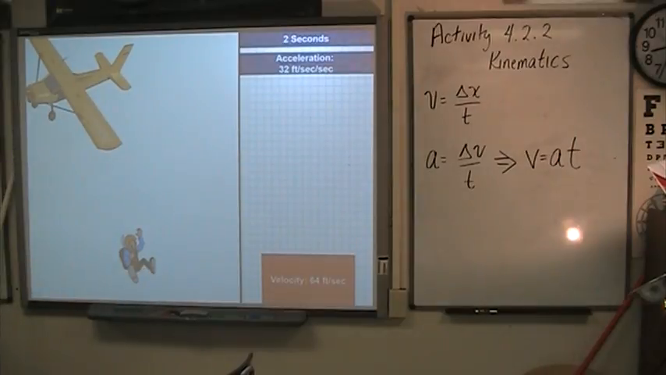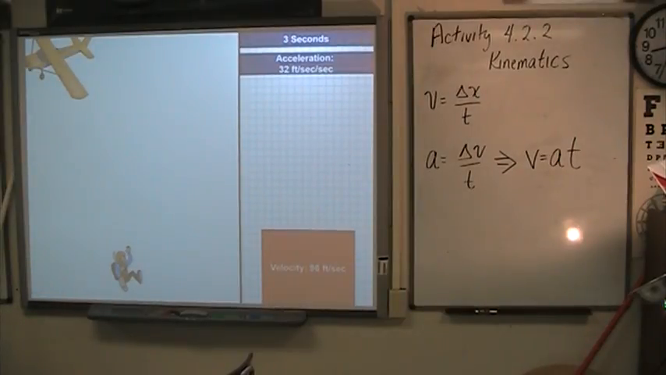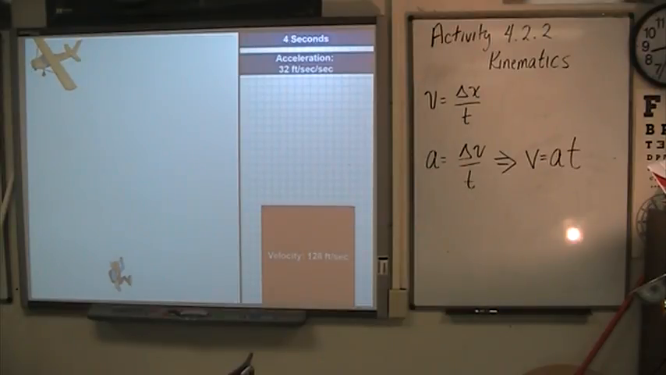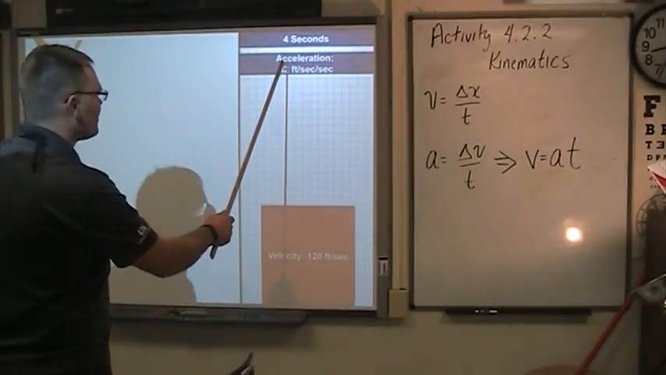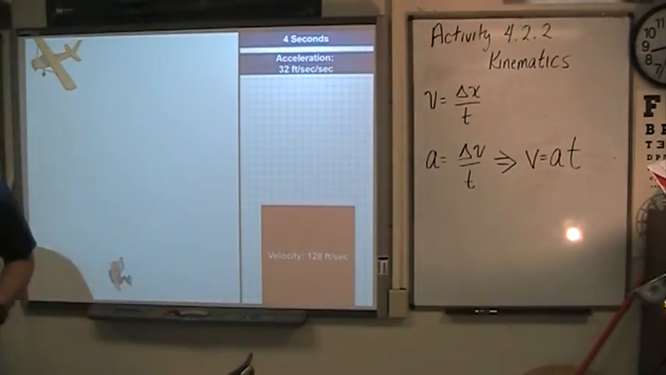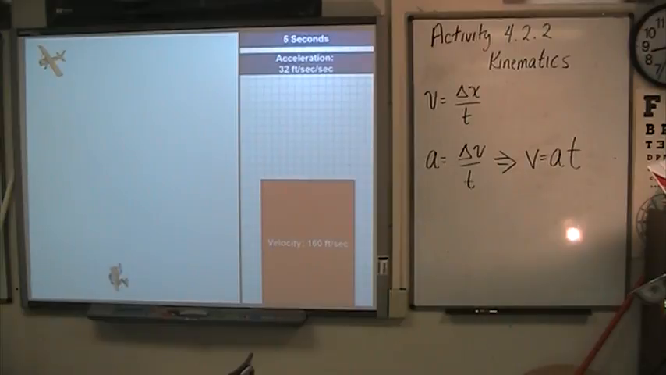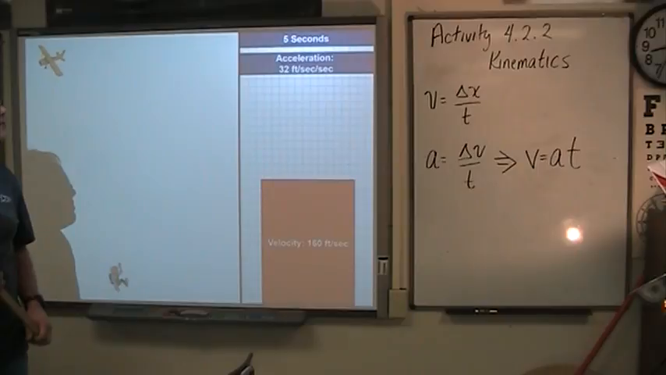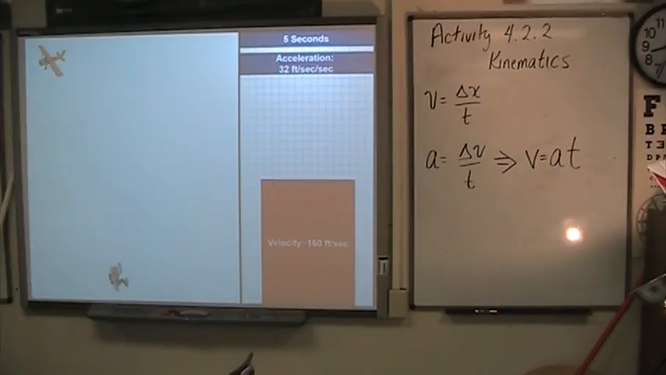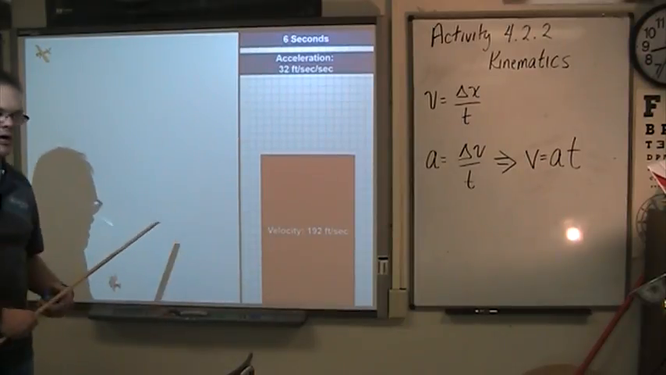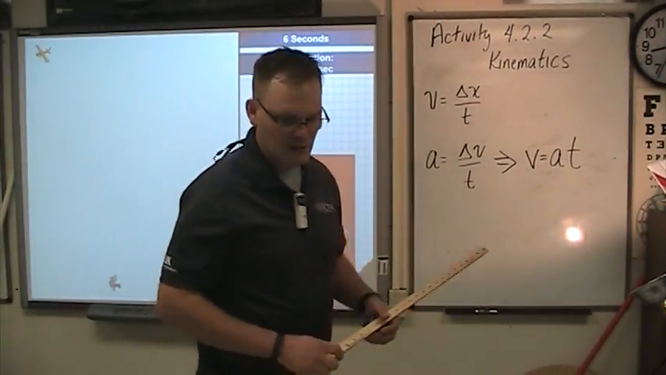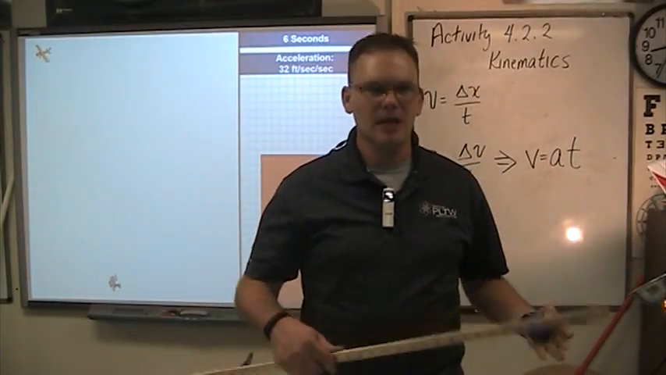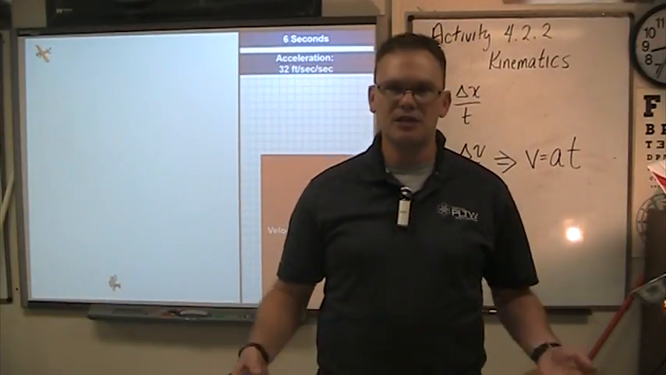This continues on. 3 seconds, 3 times 32 is 96. 4 seconds, 4 times 32 is 128 feet per second. 5 seconds, 5 times 32 is 160 feet per second. And finally, 6 times 32, which is 192 feet per second. So as an object falls, in the absence of air resistance, it continues to speed up.